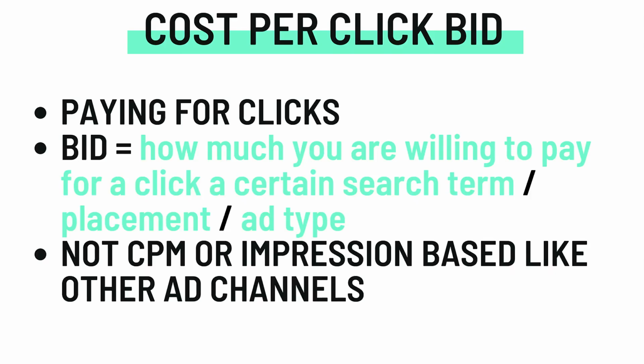In terms of cost per click bidding, we're basically paying for clicks. So a bid is basically how much we are willing to pay for a click of a certain search term, placement, or ad type. So we're prescribing that. For most of the stuff on the Amazon platform, it's not going to be paying for impressions like a lot of other advertising platforms work. We're going to basically be paying for the click itself explicitly in most cases.